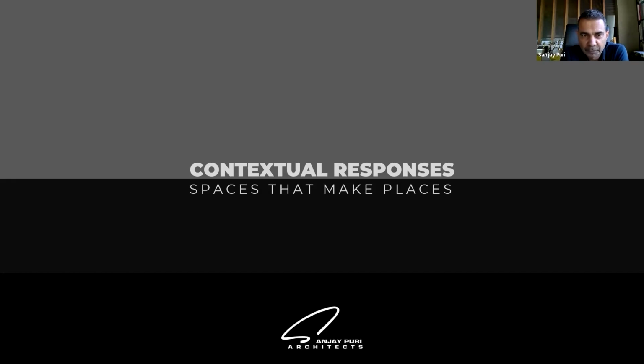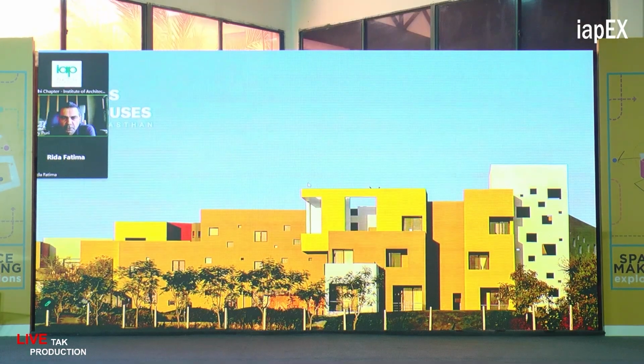quickly get into it. So these projects are all contextual responses, and you'll see how in each case, different scales of projects, different typologies have responded to the climate and the site, and they generally become spaces that make places in the true sense. So the first project is called Ras Houses, which is situated in Rajasthan. This was a low-rise housing project.